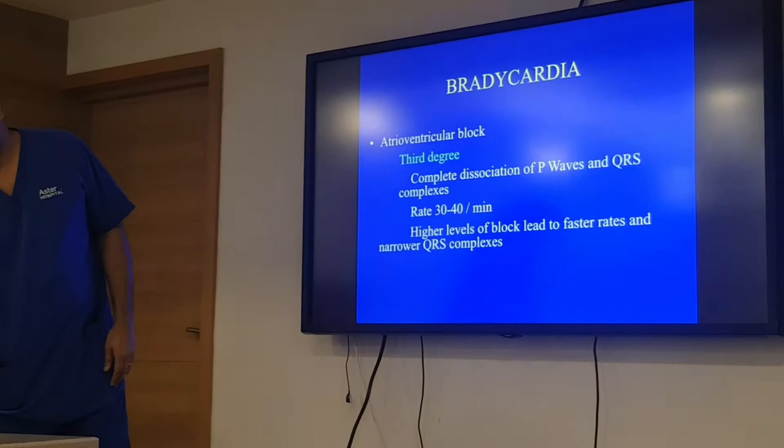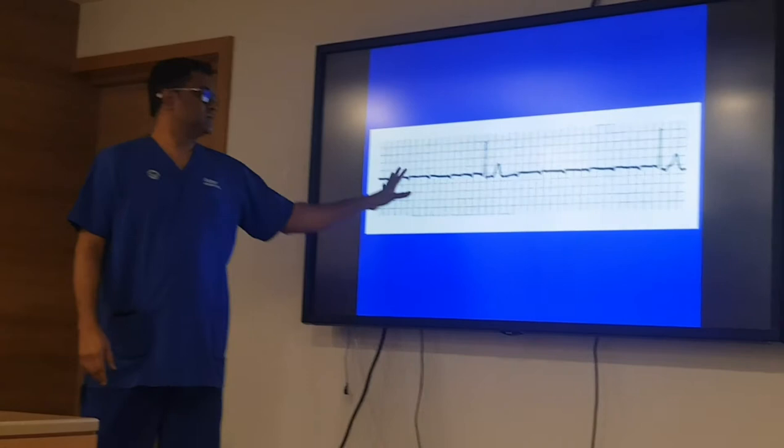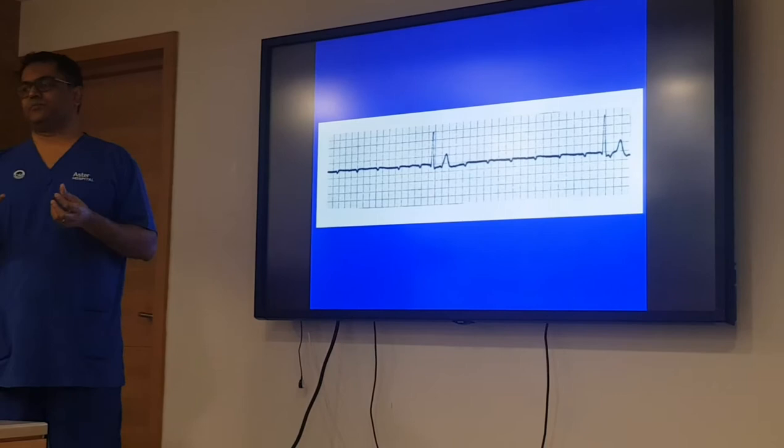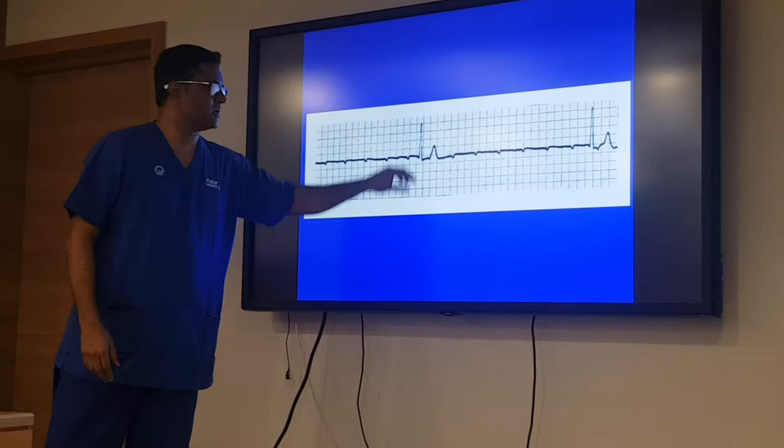Okay. Then the third degree heart block. The third degree heart block is none of the P waves get conducted. Okay? But if the P wave doesn't conduct, the ventricle doesn't do anything, patient will not survive, right? So the ventricle starts beating on its own. Okay, that's called a ventricular rhythm. So you will see P waves going at a particular rate, and in between there will be some QRS coming in. Completely, no, that's called AV dissociation.